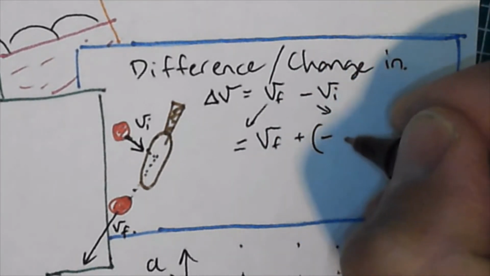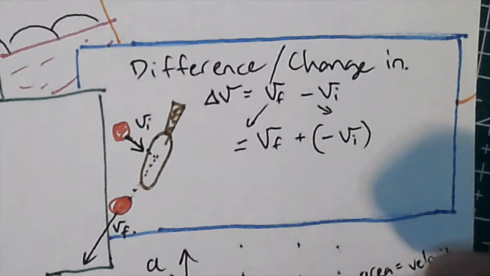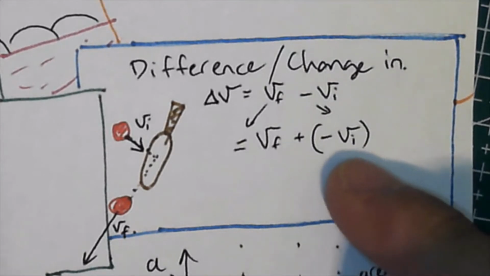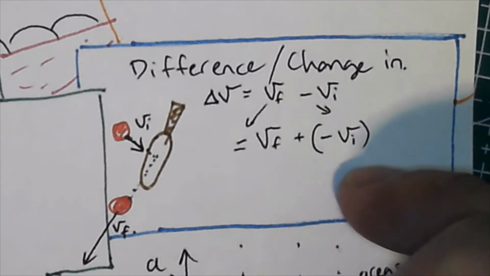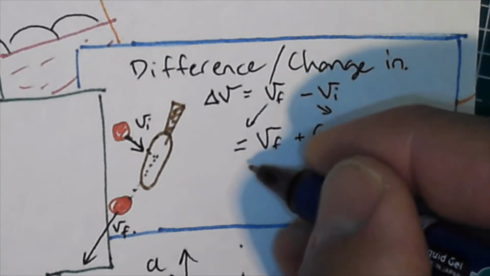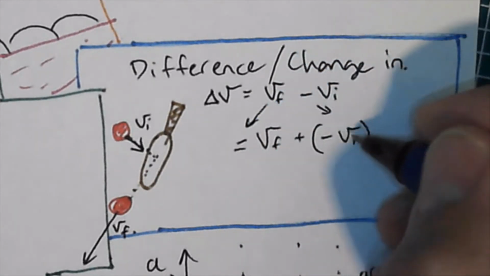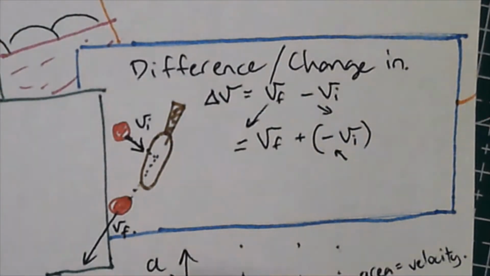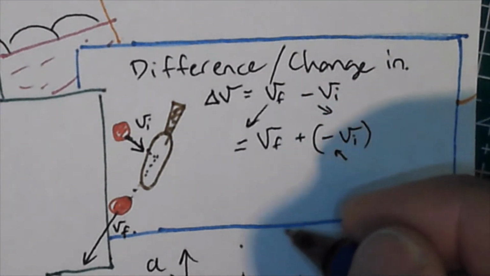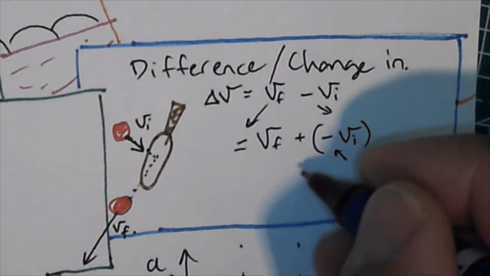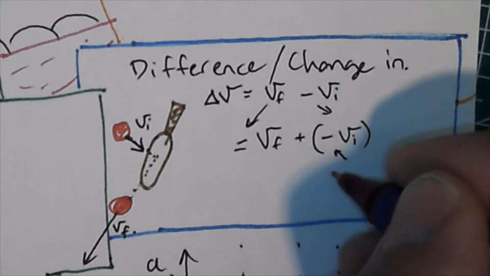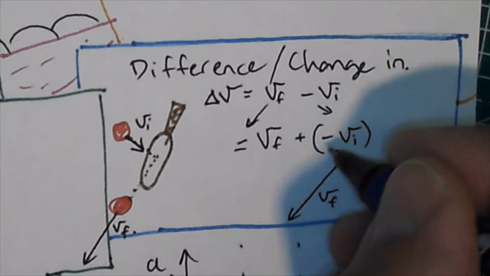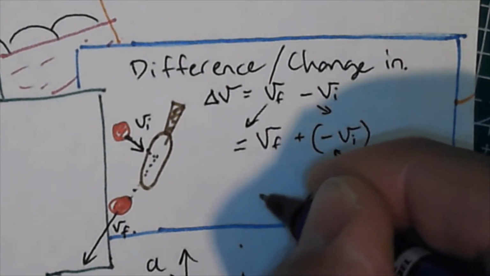We're going to add together the negative of the initial velocity. What that means is that we're just going to flip around the direction of the initial velocity. So the final velocity is still in this direction here, but the initial velocity, I'm going to add it in this direction, like so. So if I drew a vector diagram of this, I would start with the final, and I would add to it the negative of the initial.